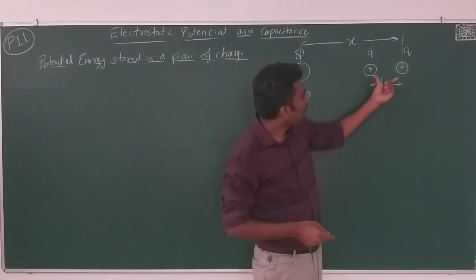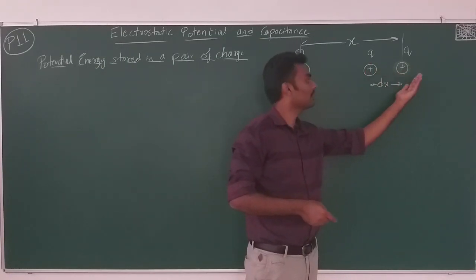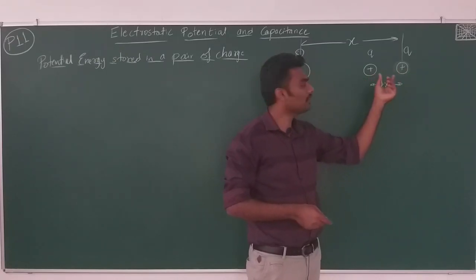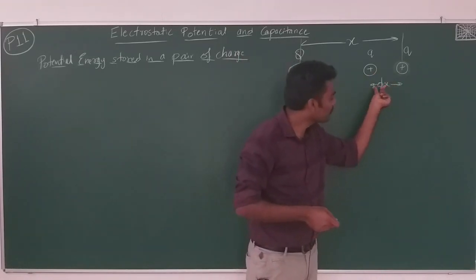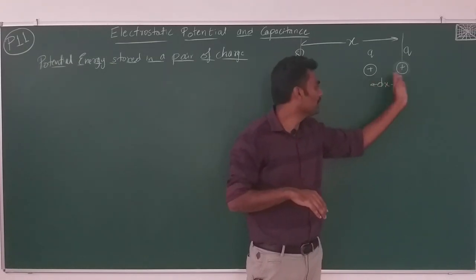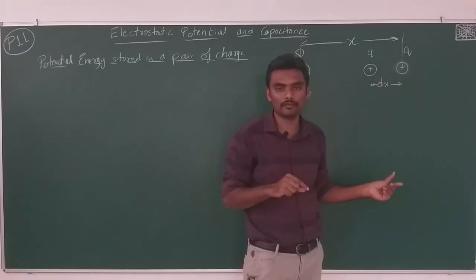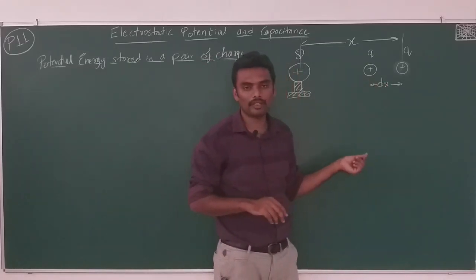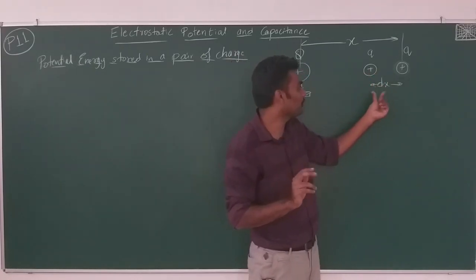So in order to get the work done during the entire shift from infinity to this point, we need to sum up. But as far as the small displacement is concerned, we consider it in such a way that there is no increase or decrease of force in this displacement. That is why we are considering a very small displacement. Since the force is variable here, we consider a very small displacement such that during it the force is not varying.